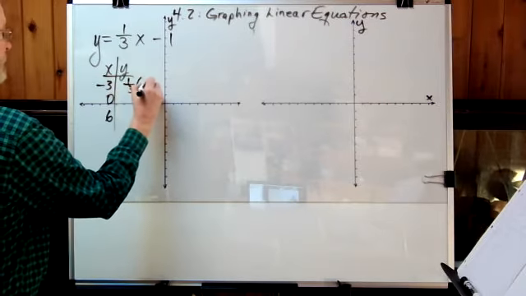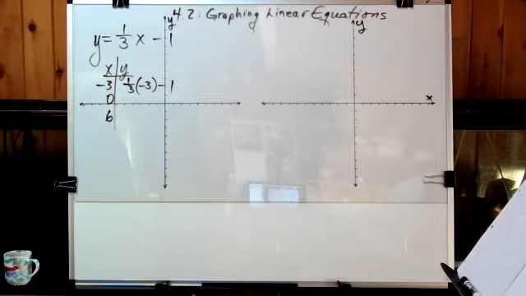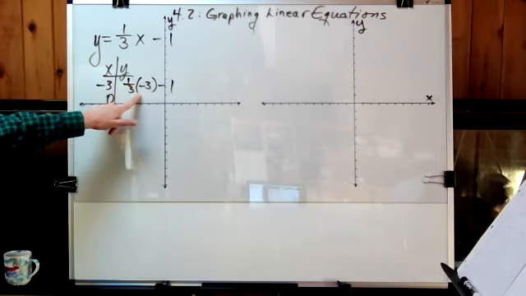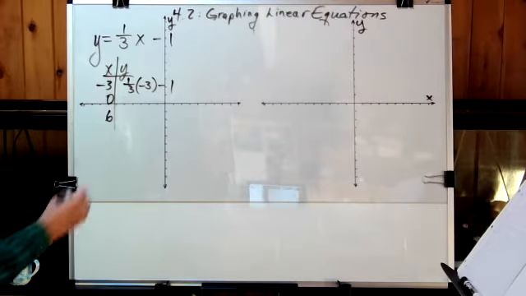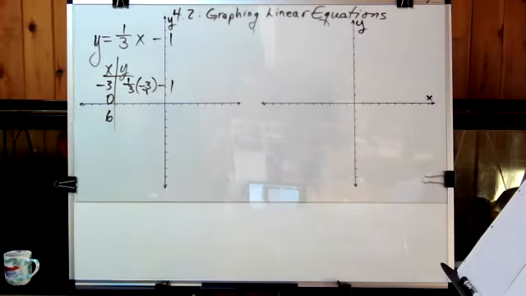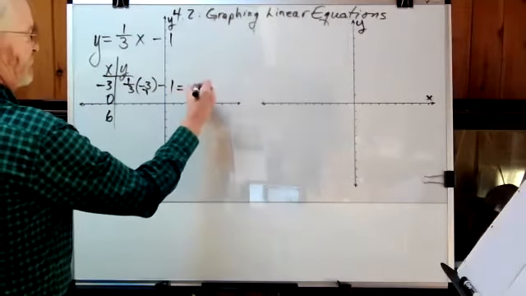1/3 times -3 minus 1. I put in the -3, right? 1/3 times -3 is -1. All right, you can figure that one out. Or you can think of this as -3 over 1, so it looks like fraction times fraction. -1 minus another one, so -2.